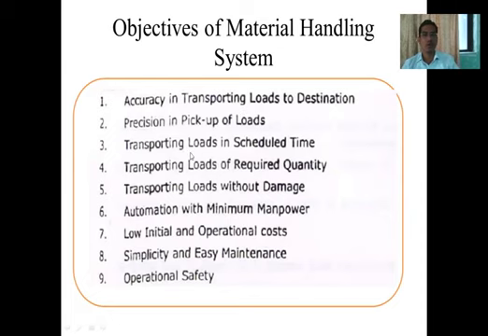And then the third one is transporting the load in scheduled time. That is also an important objective. Then transporting the loads of required quantity. Then transporting the load without damage. Automation with the minimum manpower. Then low initial and operational cost. Then simplicity and easy maintenance. Then operational safety. So these are the various objectives of material handling systems.